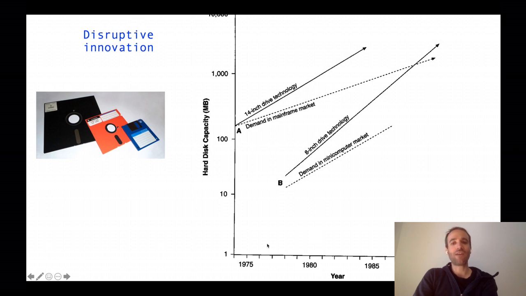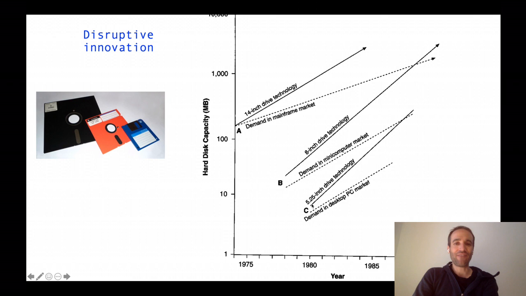Then, around 1978, a new type of technology, which we call 8-inch drive technology, appeared. And at the beginning, this technology was worse than what we had before. And so it was not useful for the mainframe market, but it was useful for the minicomputer market, what we call the PCs. And then we see that this 8-inch drive technology will surpass, or will be viable and probably more cost effective, in the mainframe market, but not yet.